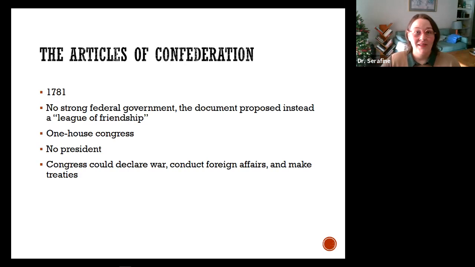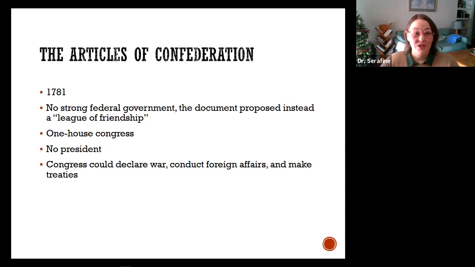The states' constitutions are still prioritized here. This is instead a league of friendship, a way to keep the states together through Congress. But Congress doesn't have a lot of power. Now, we have a one-house Congress here, so there's no upper house and no presidency, no office of the presidency in the Articles of Confederation.